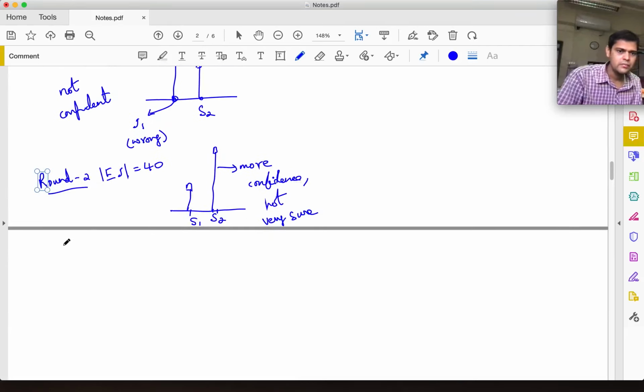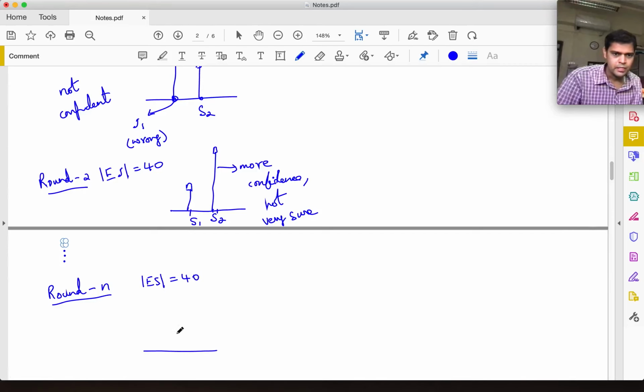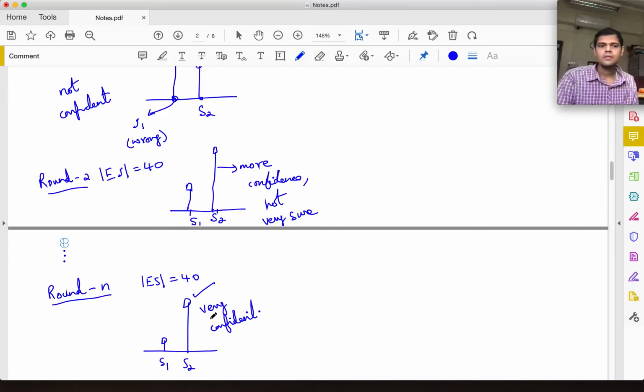And let's say we go on and we collect the data from multiple rounds, let's say round n. And again, let's say there are very few Byzantine nodes. Let's say most of the time in most of these rounds S2 was winning. So we are very confident and we say that this is the right solution. And so we stop.